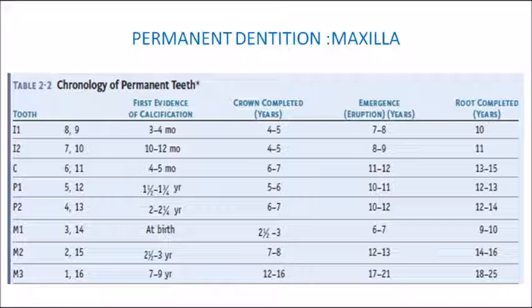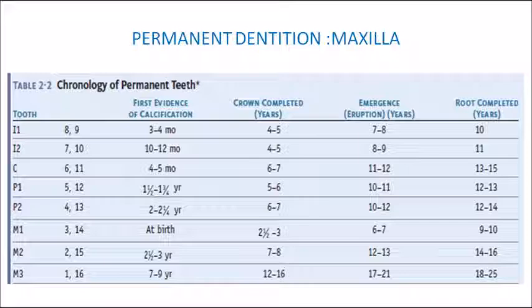So here also, after the first permanent molars, your central incisors, lateral incisors, then you have the eruption of your first premolars, second premolars, then the canines, and followed by that the second permanent molars, which is erupting at the time period of 12 to 13 years, and finally your third permanent molars at the period of 17 to 21 years of age. Now the root completion is happening around 2 to 3 years after the eruption.